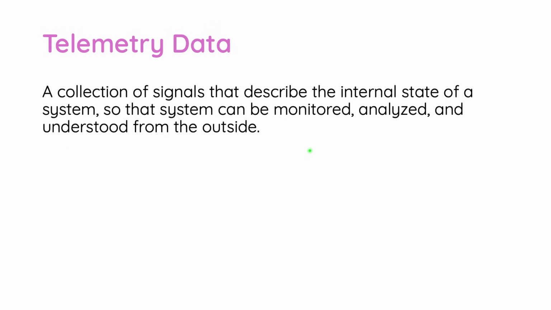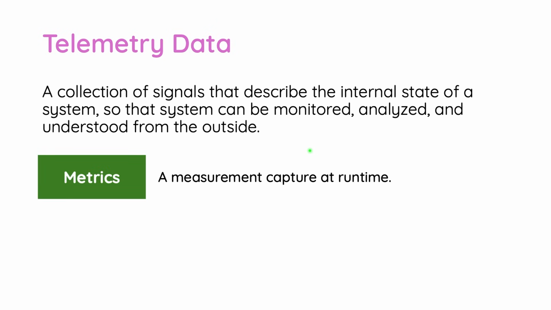So we have different types of telemetry data. Three main important types of telemetry data are metrics, which are a measurement captured at runtime. For example, can be the number of users logged into your system in last 24 hours. We have logs, which is a recording of an event. So basically every event that happens in your system or application, if you record it, it's a log.